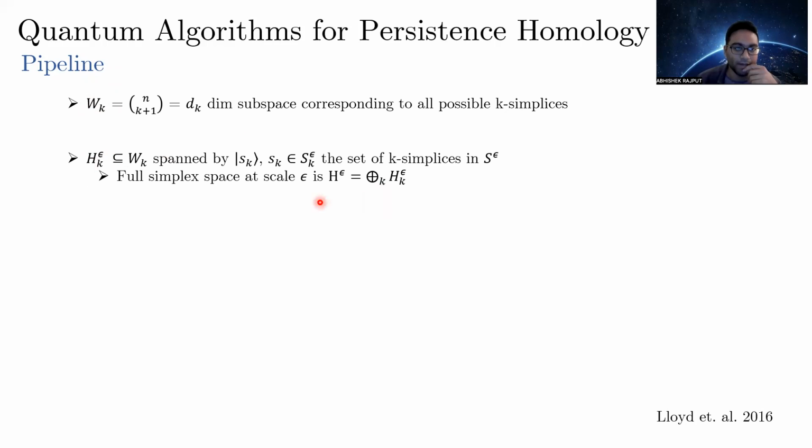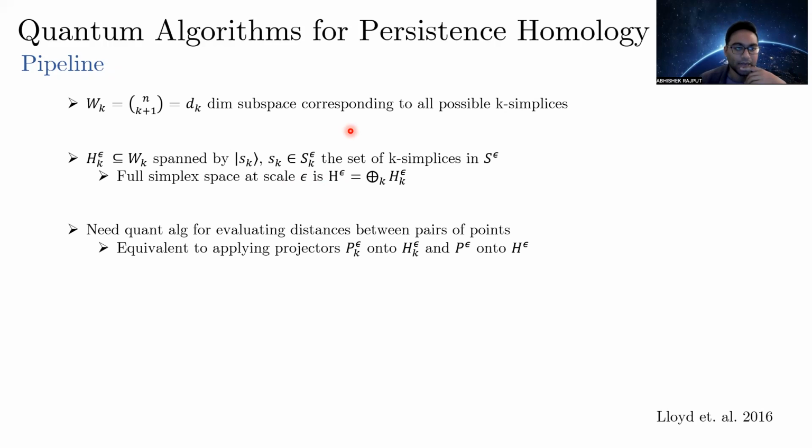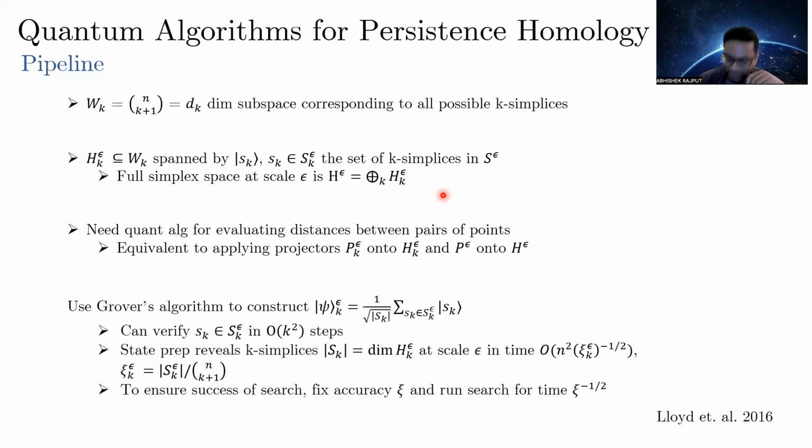So the full simplex space at K scale epsilon is this direct sum of these vector spaces. Starting from your 0 simplices up to your n simplex, if there are any, you basically have a direct sum of all these vector spaces. And now you need a quantum algorithm for evaluating the distances between pairs of points. This is equivalent to applying a projector, basically evaluating a projector onto the physical subspace, this H sub K subspace, from the larger subspace. And there's a cost associated with doing this, which I will mention in a minute.